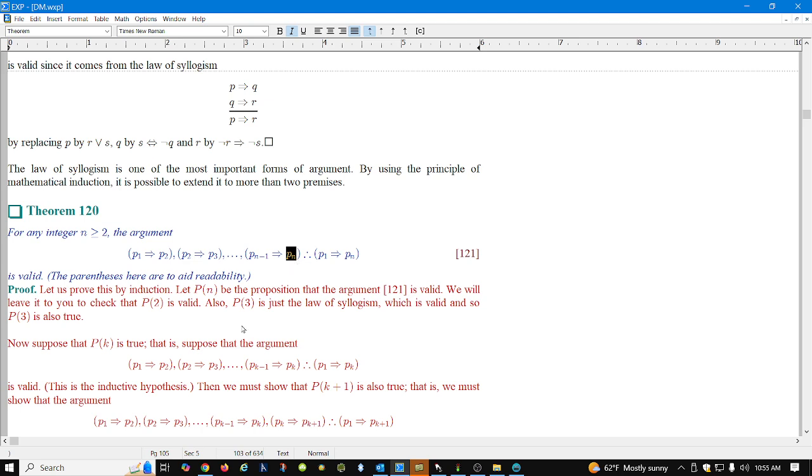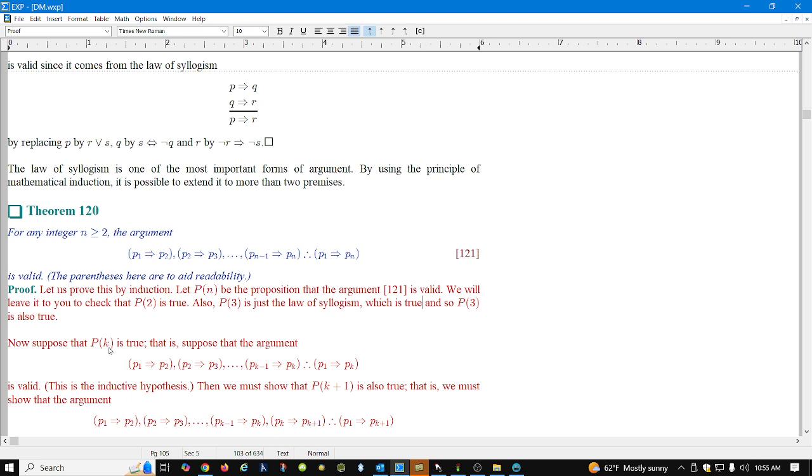So let's prove this by induction. Let P of n be the proposition that this argument is valid for n bigger than or equal to 2. And I'll let you check that P of 2 is true. And P of 3 is just the law of syllogism, so P of 3 is true. If the proposition is true, that is the same as saying the argument is valid.